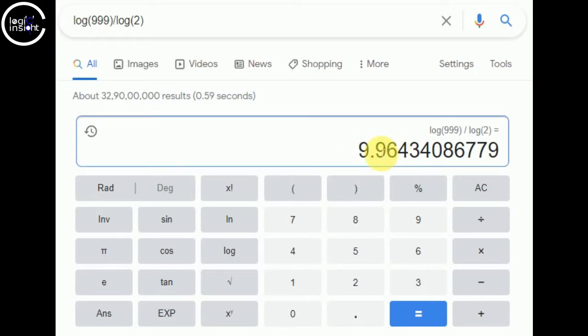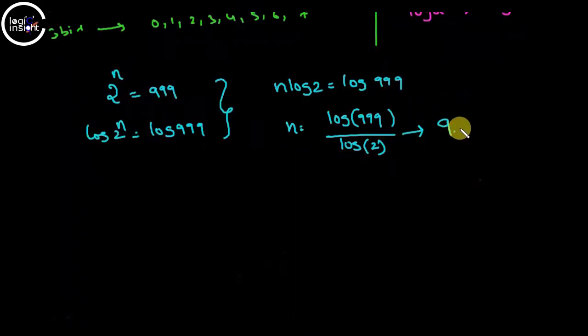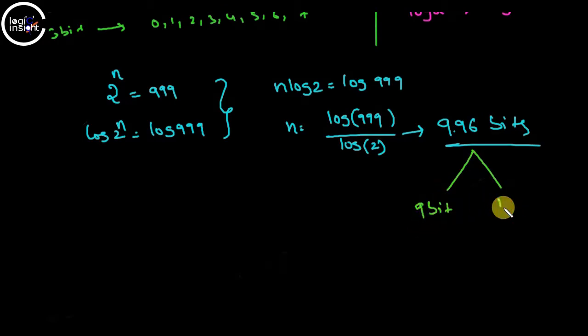Okay, remember this value 9.96. 9.96 bits are required. Okay, so we know that we can represent 9 bits or 10 bits. We cannot represent 9.96. So there are two cases here. One is take 9 bits and another one is take 10 bits. So if I take 9 bits, then I can represent up to 512 memory locations. If I take 10 bits, I can represent 1024.